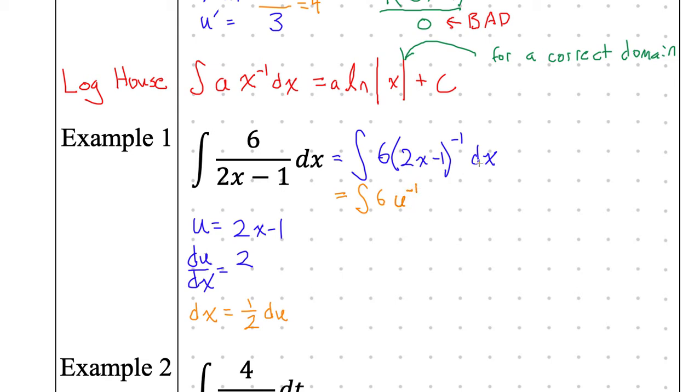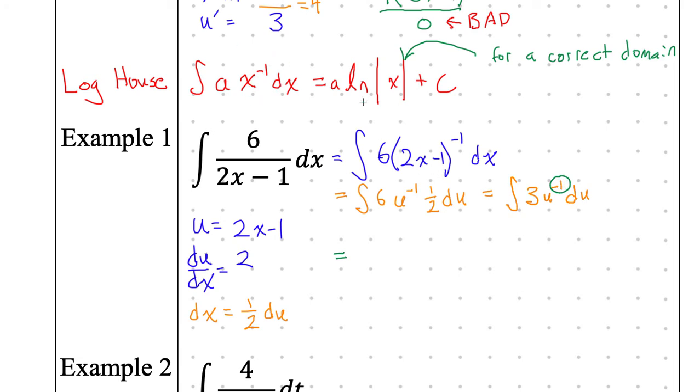That's u to the -1. This dx changes to a 1/2 du. So 1/2 du. I can simplify that a little bit more. 6 times 1/2 makes 3. So I have the integral of 3u to the -1 du. And then from there, I can go ahead and take the antiderivative. So again, if I add 1 and divide by 0, I can't do that.